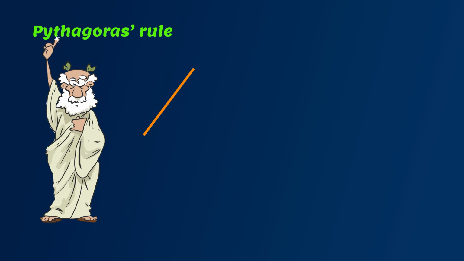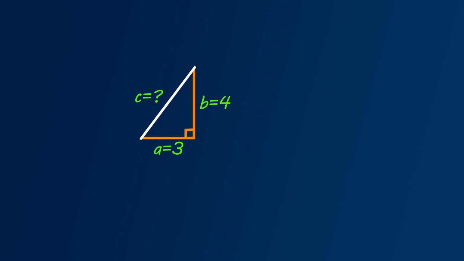First, let's quickly revise Pythagoras' rule. Here's a right-angled triangle where side A equals 3 and side B equals 4. We will use Pythagoras' rule to calculate the length of the longest side of this triangle that is called the hypotenuse or side C. Here's the rule. C squared equals A squared plus B squared.